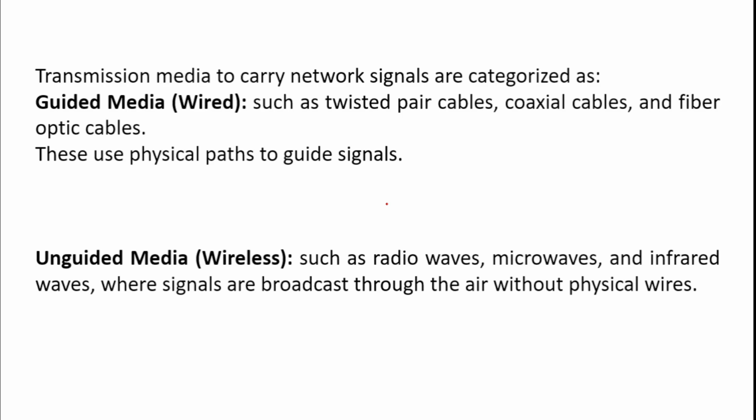And the transmission media used in the network or internet we can divide into two parts. One is guided media, that is wired, and second is unguided media, that is wireless. We will discuss this later. Just remember that guided media is wire, and examples are twisted pair cable, coaxial cable, and fiber optic cable. And unguided media is called wireless media, and examples are radio wave, microwave, and infrared wave.